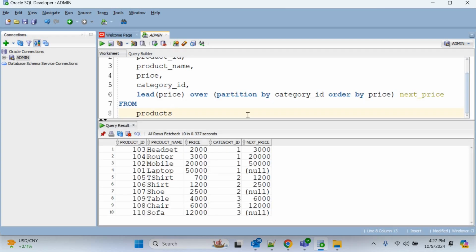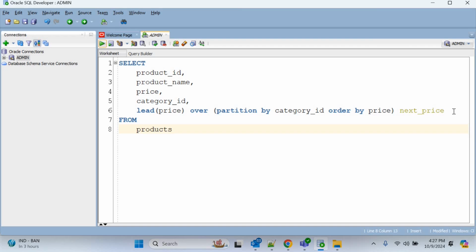So let's run this. You can see that for the first row, we are getting the next price as 3000, because the price in the second row is 3000. Again, we are getting the next price as 20,000, because for the next row the price is 20,000. And the rest of the things are the same for the lead function.